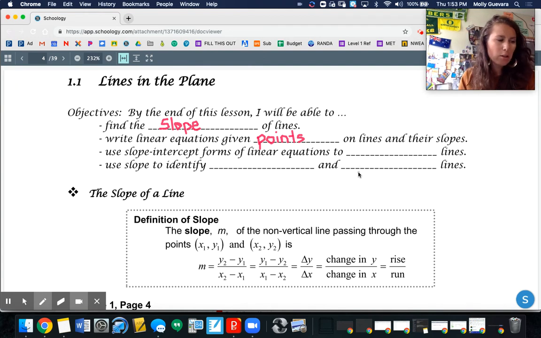Then we're going to use slope-intercept forms of linear equations to sketch the line. So we're going to review how to graph that straight line. And then we're going to use slope to identify parallel and perpendicular lines. Oh, it's already starting to overheat. Goody.